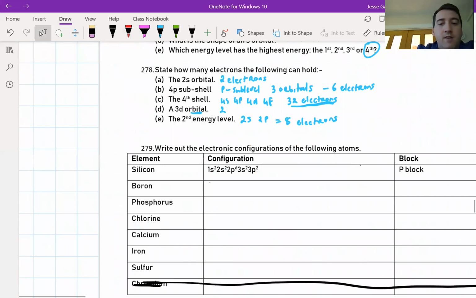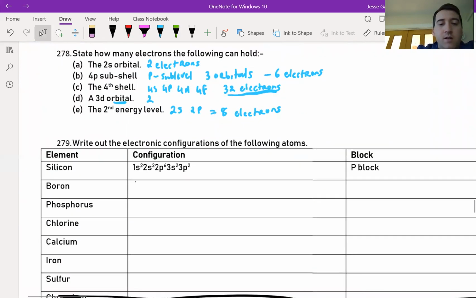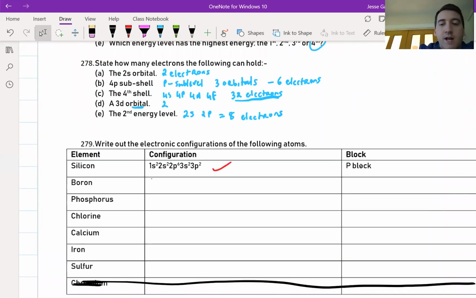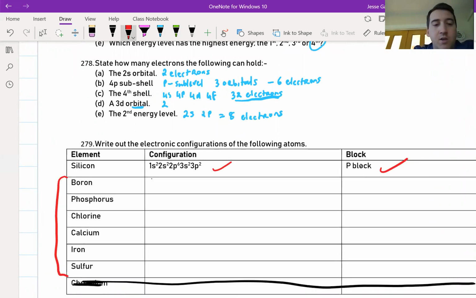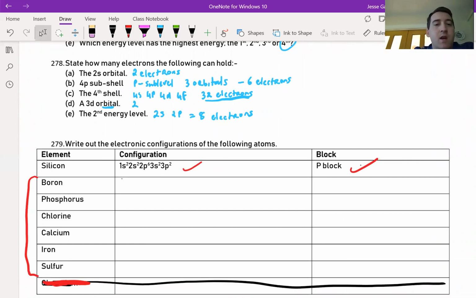All right, so you see here, this is what I'm asking you to do. Silicon is done for you. We just did that one. It's a p block element. What I want you to do is pause the video and do these ones now. Ignore the last one on the bottom line. We're going to do that separately. Okay, so pause the video and do them now. You should only be watching the video if you have them done.